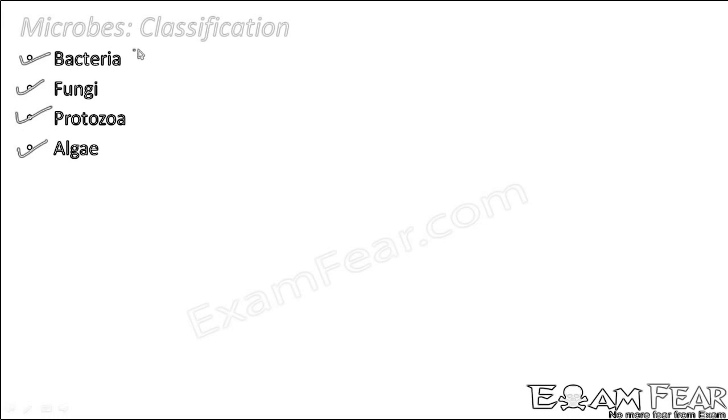Okay, so now let us look at the various groups into which microorganisms can be classified. They can be broadly classified into 4 groups: bacteria, fungi, protozoa and algae. These are the 4 main groups into which microorganisms can be classified. Now as I mentioned before, we will talk about each of them in a little more detail, that is, how they look like.